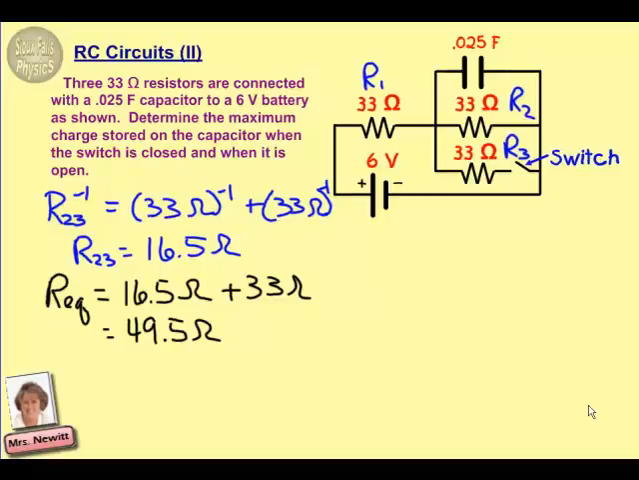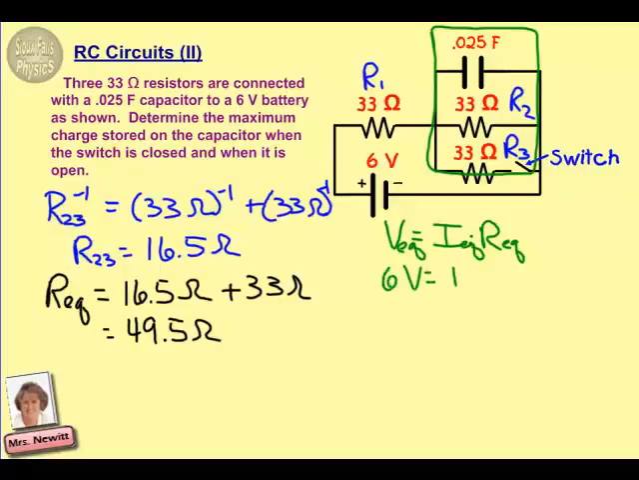Now the reason that this would be important is because it allows us to eventually find the voltage that will be applied over this portion of the circuit. So first we want to find what our current in the circuit is. We would do this by applying the equivalent amounts for the entire circuit. 6 volts is our voltage for the entire circuit, and we just calculated our equivalent resistance at 49.5, and we find that the equivalent current is then 0.12 amps.